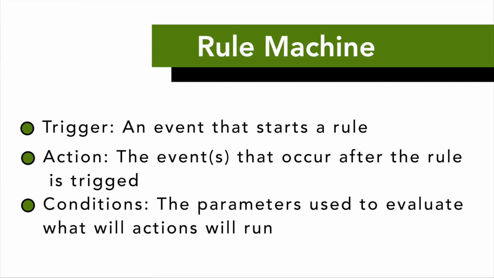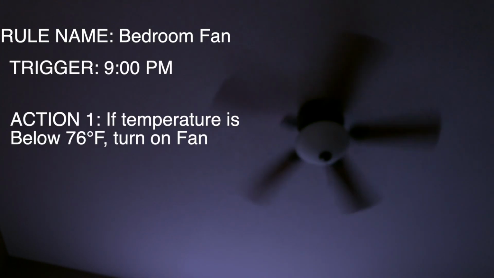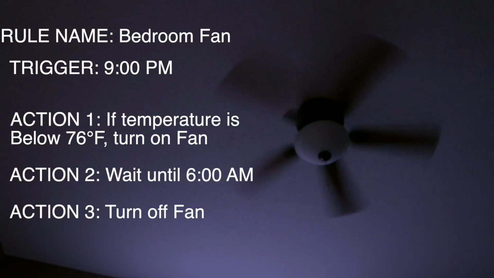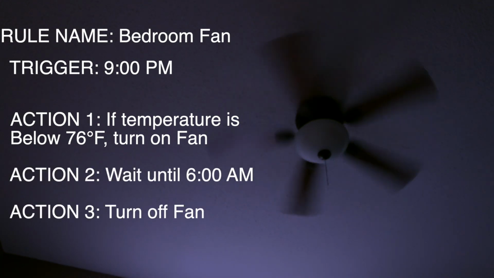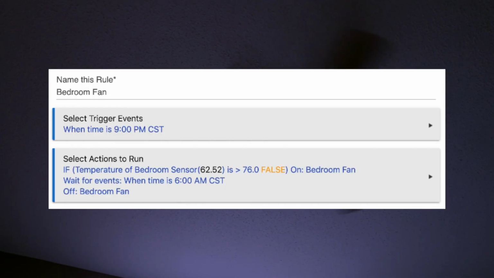To learn how this works, we're going to set up a very basic conditional rule. For our rule, at 9 p.m., if the temperature in my bedroom is below 76 degrees, turn on the fan. Then at 6 a.m., because I'm an early riser eager to make more tutorial videos for you, turn the fan off. Now, when our rule is done, it's going to look something like this. So let's see how we get there.